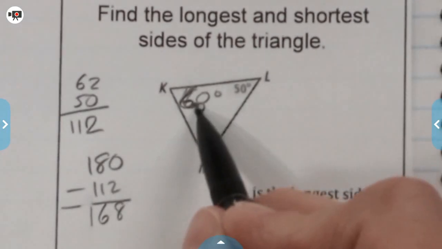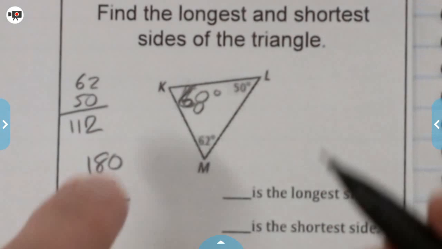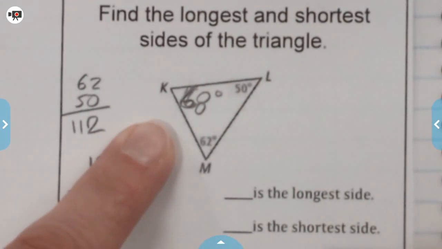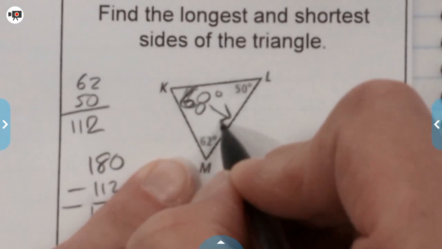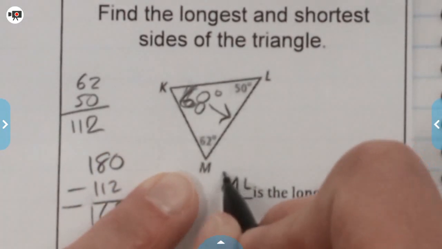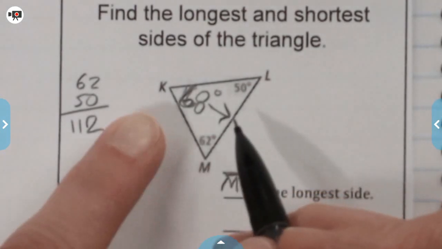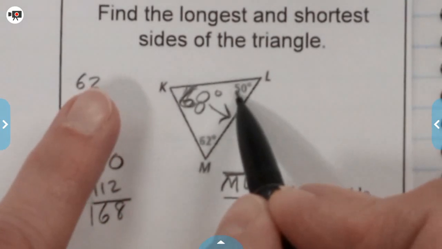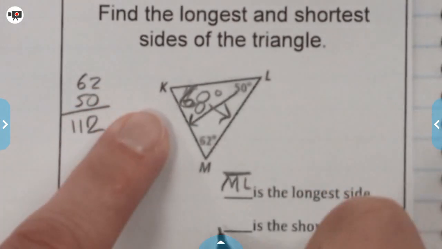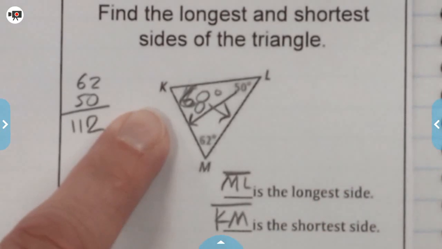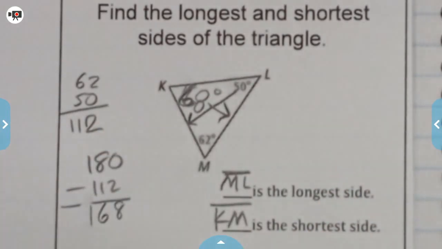So which side is going to be the longest? ML. ML, so this one over here. Or you can call it LM, so segment ML or segment LM. And which side is the shortest? KM, there we go, this one over here, or MK. So the general idea is that your shortest angle and shortest side will be across from each other, opposite each other. Longest angle and longest side are opposite each other.